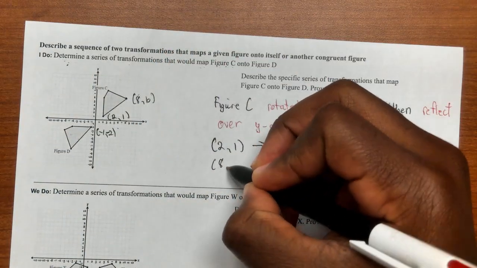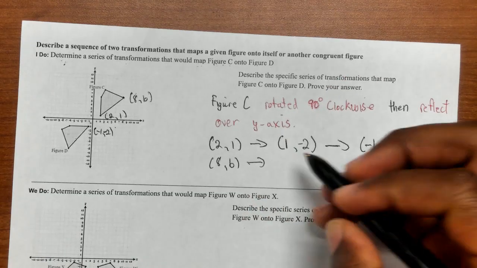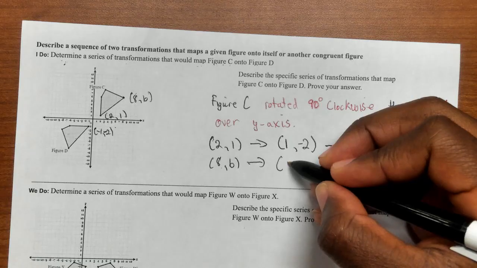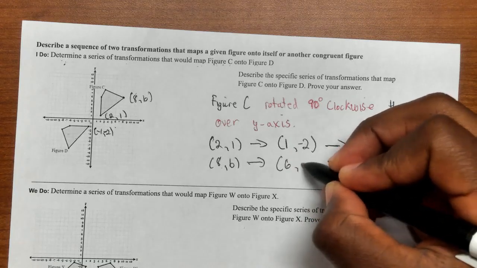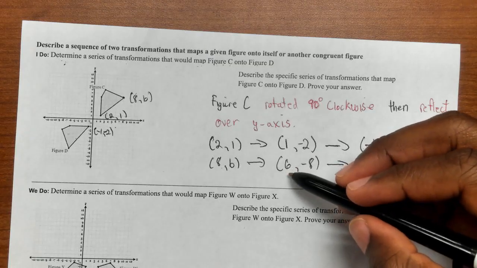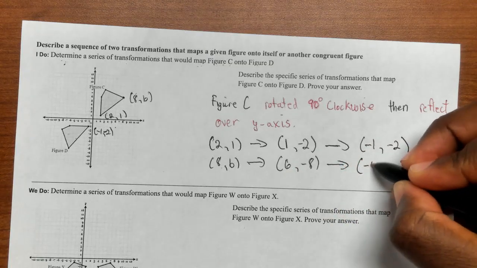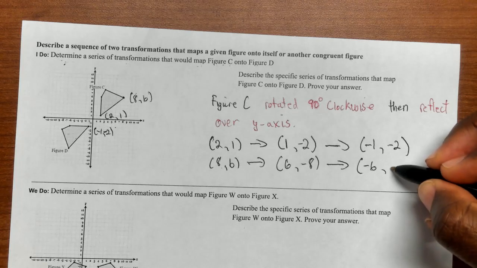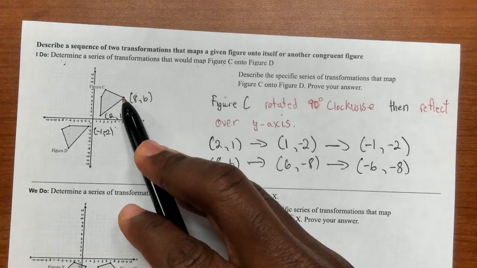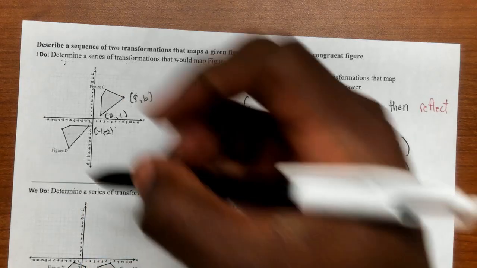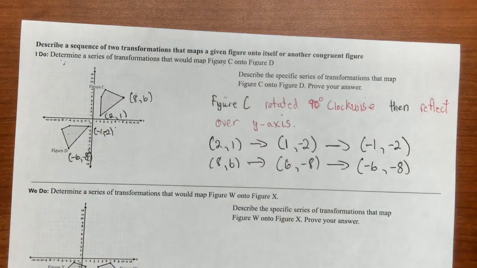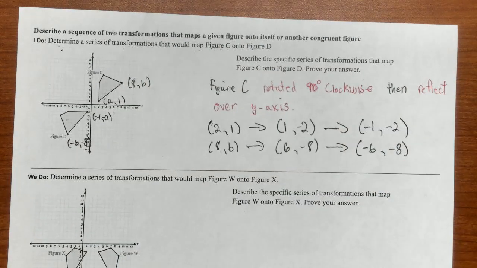So if I have 8, 6, again I would swap and then change the x, so this would be 6, negative 8, and then I would reflect. So now I would keep the y value, change the x value, so that would be negative 6 and then negative 8, okay. This point looks similar to this point right here, which is indeed negative 6, negative 8, okay. So again, it has been proven.